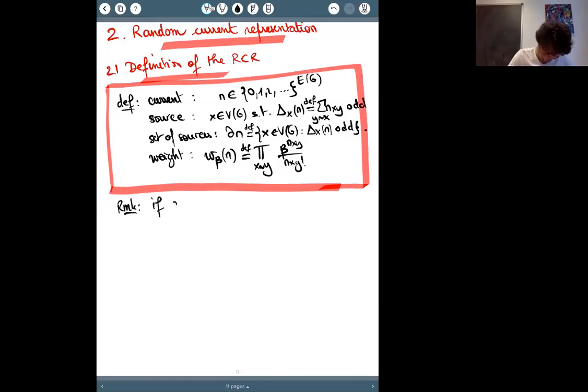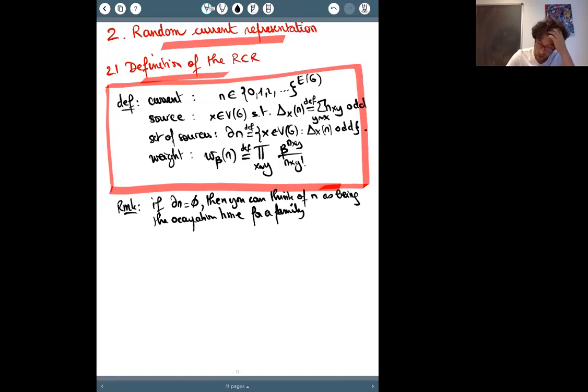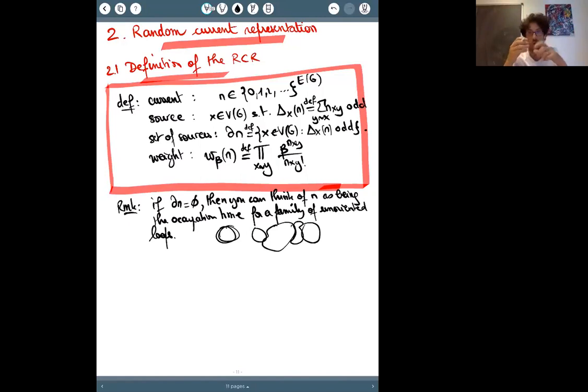So just a remark, if you take a sourceless current, so if there are no sources, then you can think of n as being the occupation time, or the number of times you pass through an edge, for a family of unoriented loops. Imagine you draw loops on the lattice and you just count the number of times they pass over an edge. You write this as n_xy. By the way, the n here, I will usually write it like that: n_xy for xy an edge.